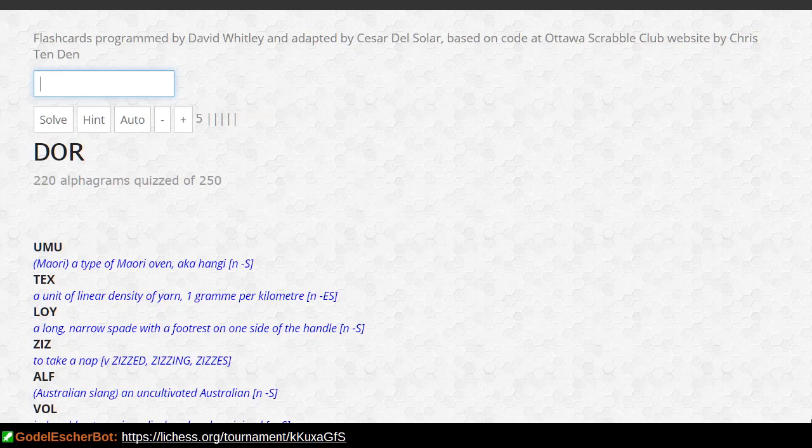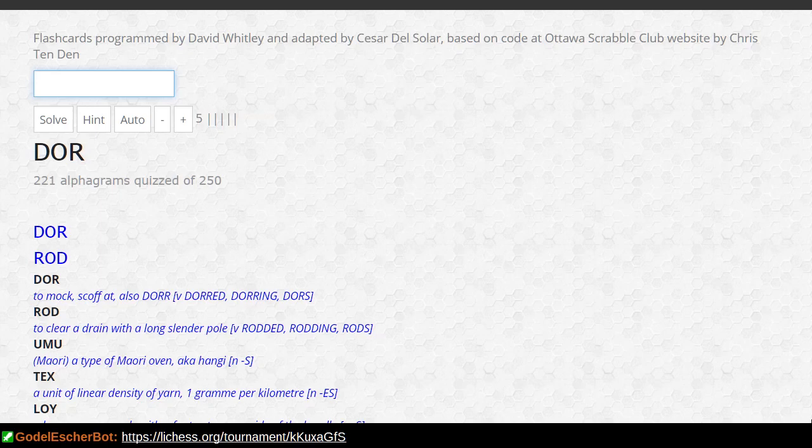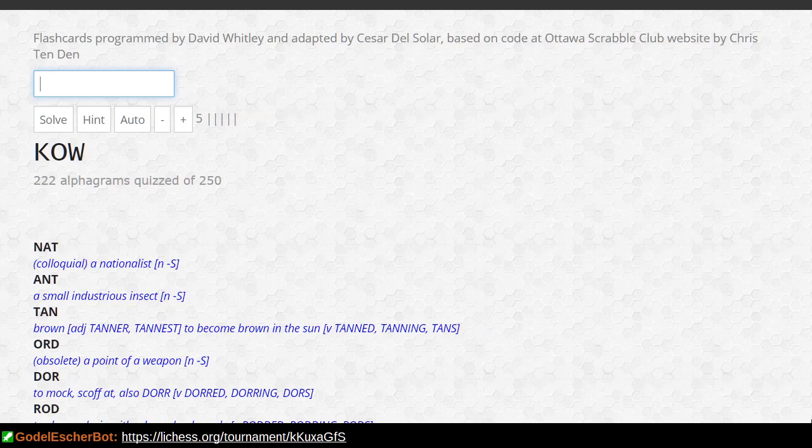All right. We all know rod. So what else could be here? Door, perhaps? To mock or scoff at? About dro? No. Ord is an ordinal? No. Ord is an appoint of a weapon. Why do I think I've heard that before? We all know tan. We all know ant. Is a gnat here? A nationalist.